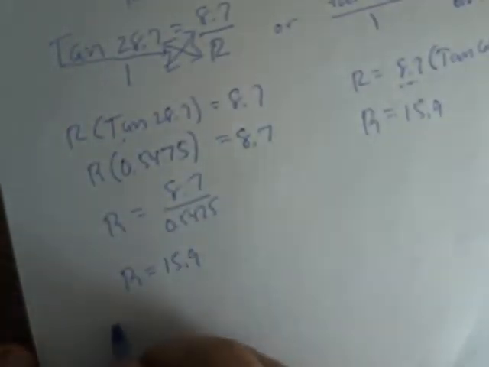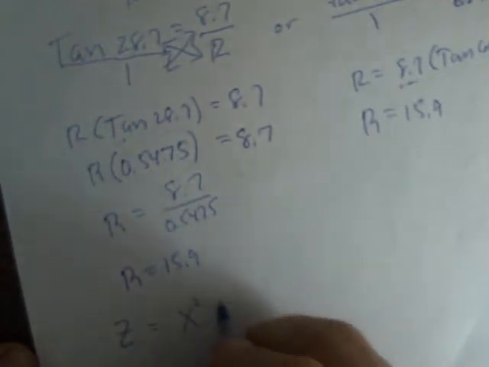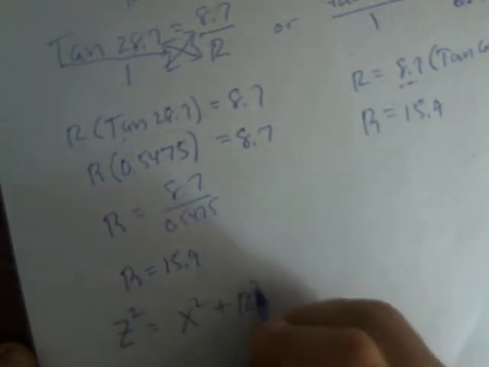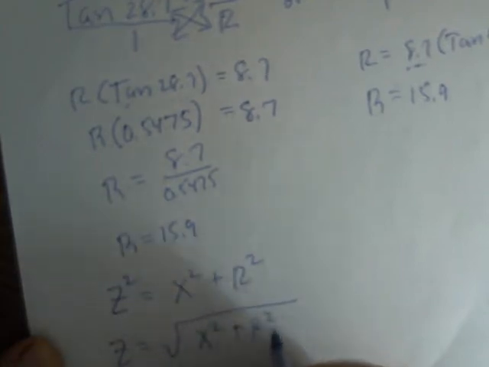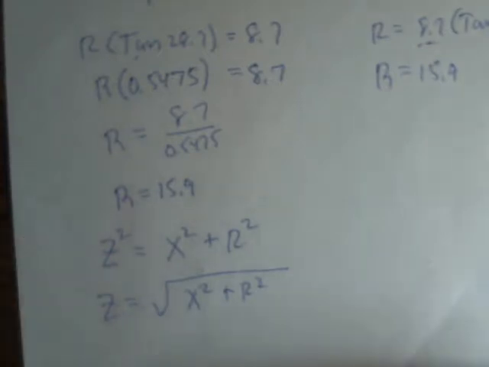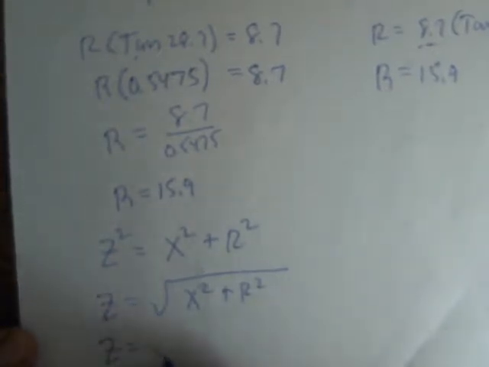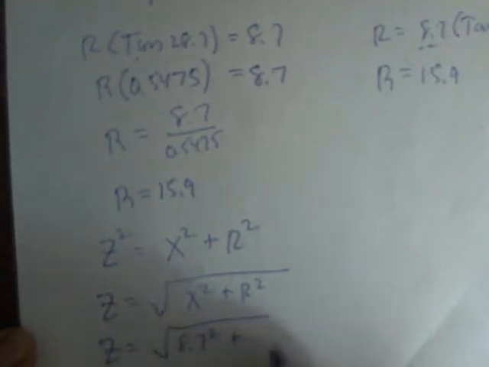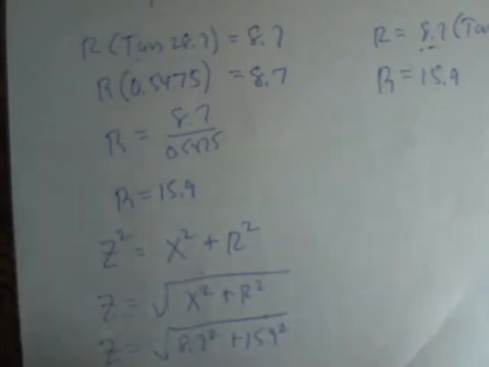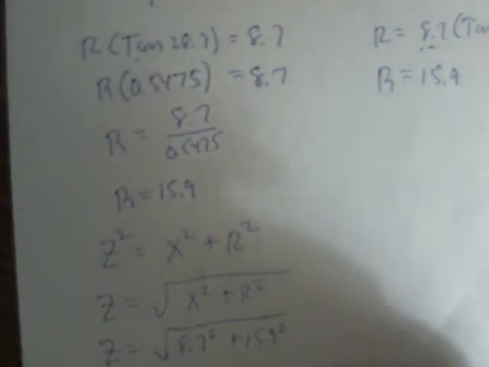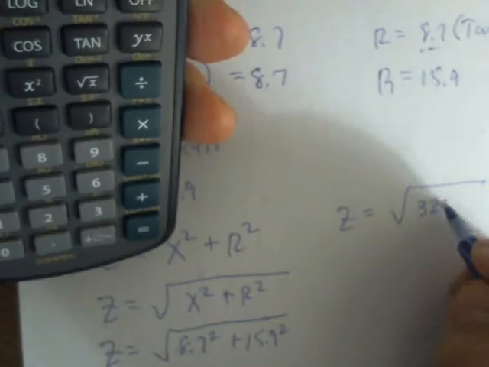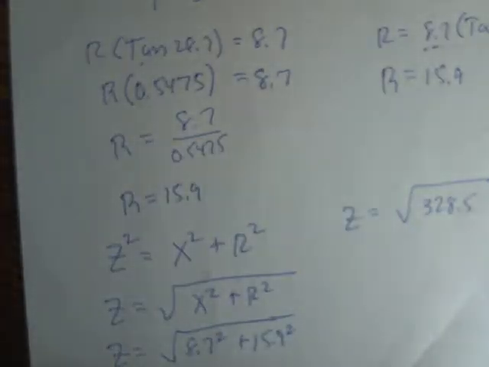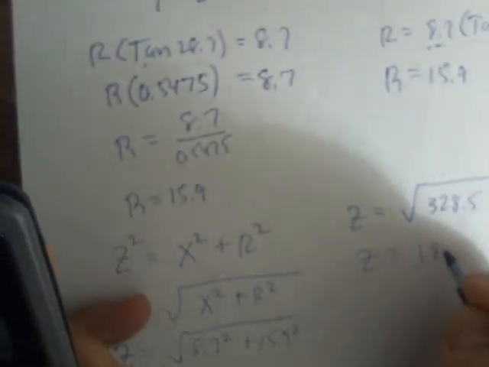Now, to find z, z is the hypotenuse. So z squared equals x squared plus r squared. So then z is the square root of x squared plus r squared. Again, sometimes your mistakes are from calculators, okay? So my z is 8.7 squared plus 15.9 squared. So I'm going to figure out what those answers are. So once I square them and add them together, I get 328.5. Now I take the square root and I get z is 18.1.